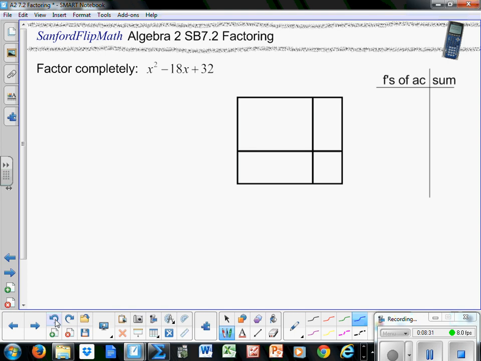Okay, so here's the plan. Again, take the first term, slap it right there. Take the last term, slap it right there.